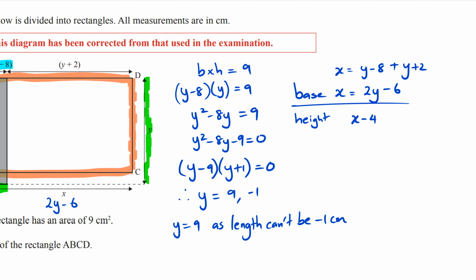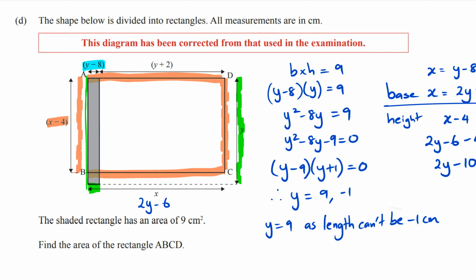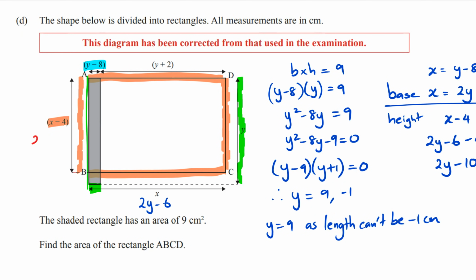And because the height is x minus 4, we can replace x with 2y minus 6, because that's what we said x was in terms of y. So I'm going to rewrite that as 2y minus 6 minus 4, which then simplifies to 2y minus 10. So instead of writing x minus 4, I can write that as 2y minus 10, which happens to be the same length from there to there.